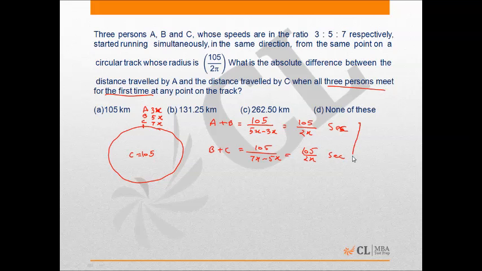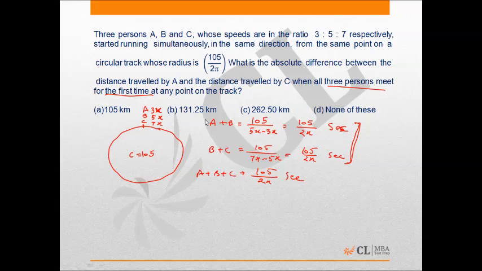So using this, I can say that A, B, and C will meet for the first time after the LCM of these two numbers, which is nothing but 105 by 2x. So this is the time when all three meet for the first time at any point on the circumference.